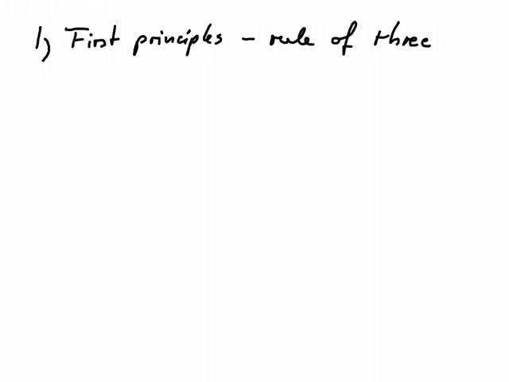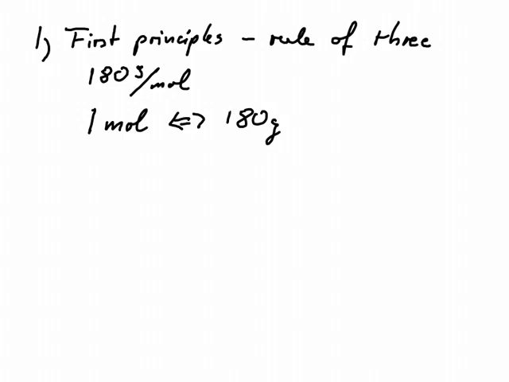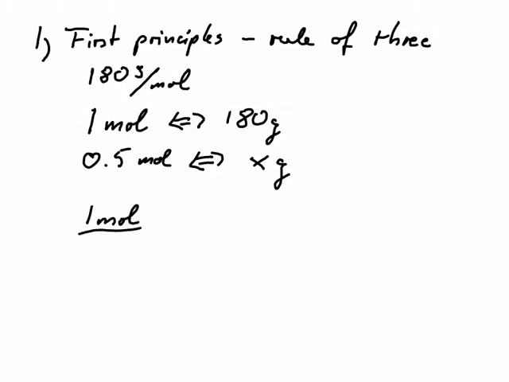So the first method is really what I call the first principles rule of 3 method, which is a very logical method. And we can say, since we know our molecular mass, which is 180 gram per mole, we can also state this as 1 mole equates to, or is equivalent to 180 grams. But we don't have 1 mole, we have 0.5 mole, which would equate to, well, x grams. And according to the rule of 3, we can convert that into 2 fractions. So we can say 1 mole over 0.5 mole is the same as 180 grams divided by x grams.